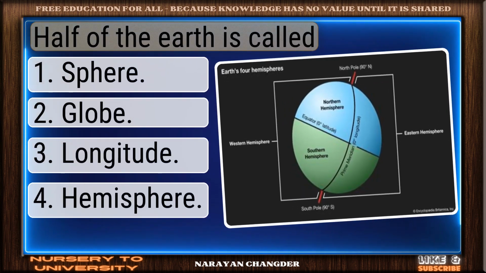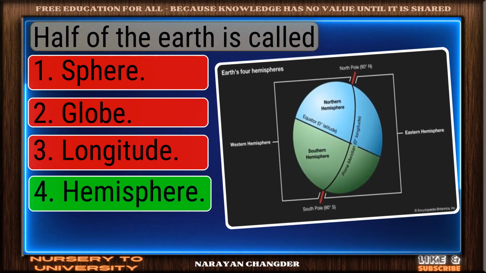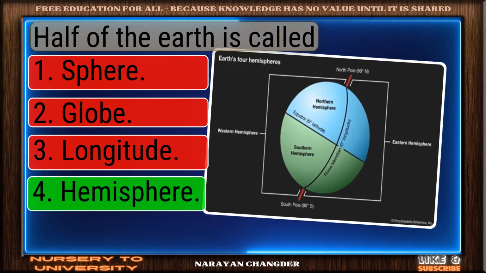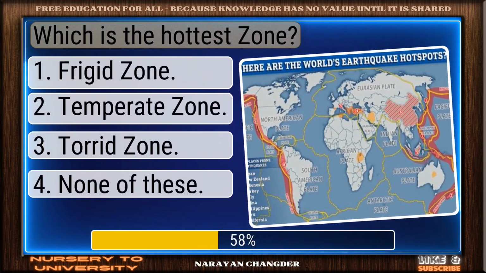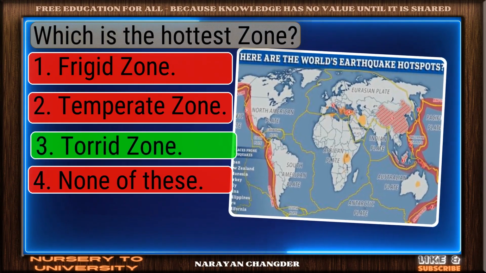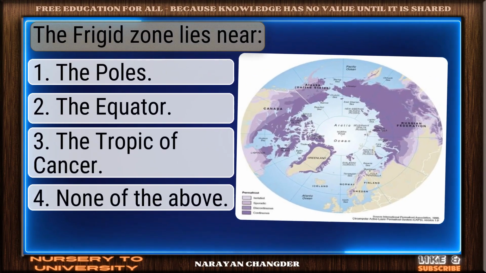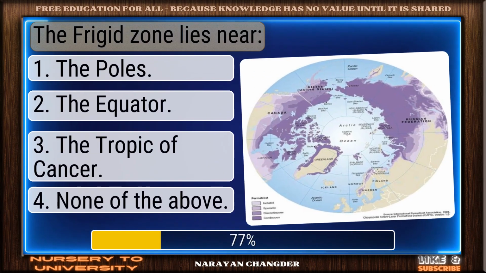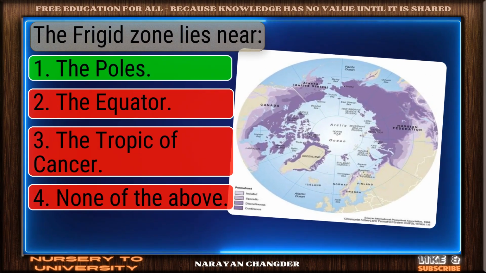Half of the Earth is called. Nicely done. Hemisphere is a solid answer. Which is the hottest zone? Solid response. Torrid zone is a valid choice. The frigid zone lies near. Smart pick. The poles is the correct choice.